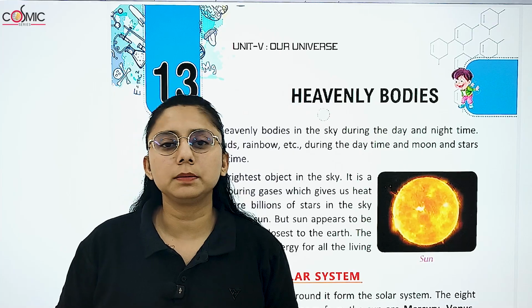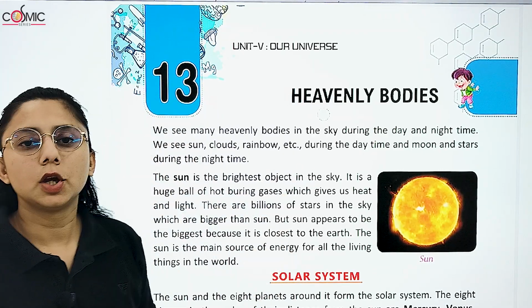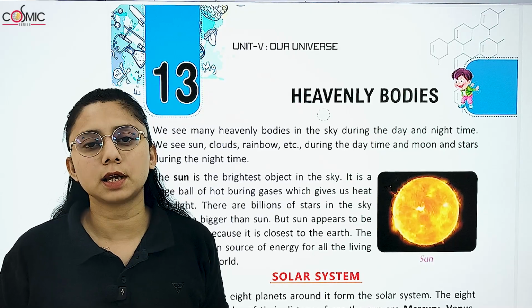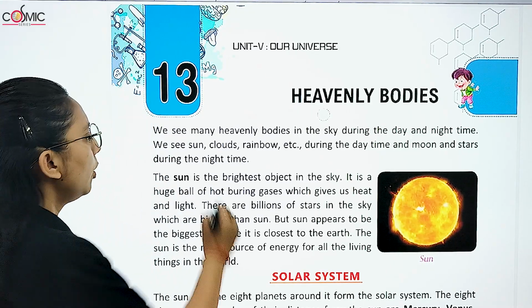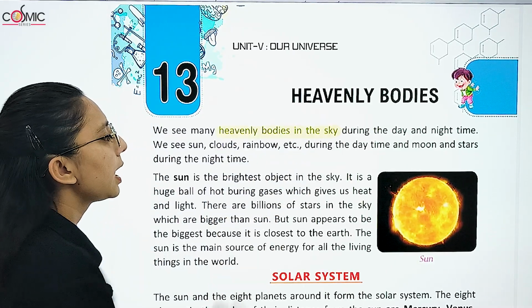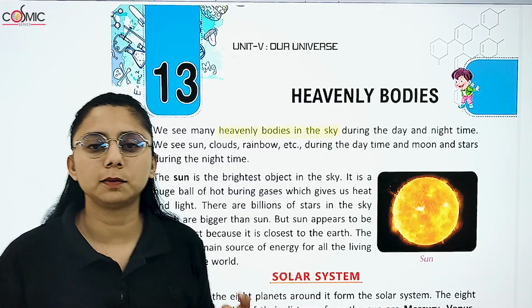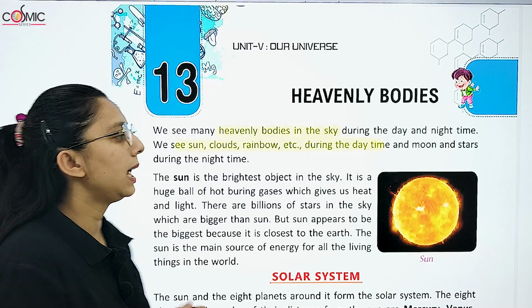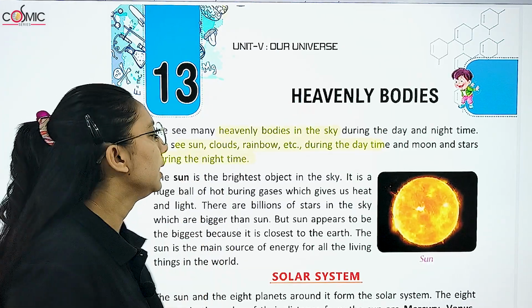Let's start with chapter number 13, heavenly bodies. In this chapter, I will tell you about different heavenly bodies. We have planets, asteroids, meteoroids. We see many heavenly bodies in the sky, in the daytime also and in the night time also. We see the sun, clouds, rainbow during the daytime, and the moon and the stars during the night.